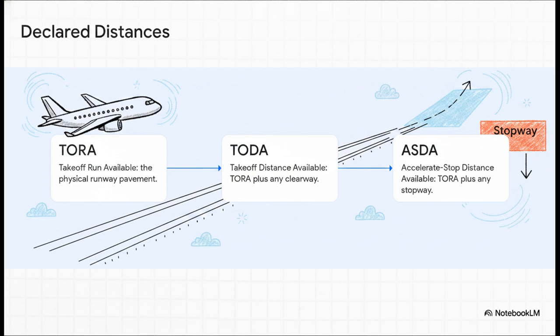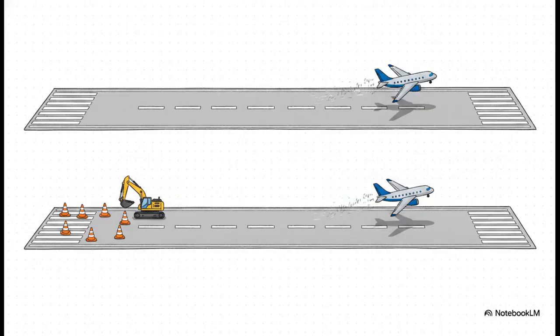And Step 3 is ASDA, Accelerate Stop Distance Available. This takes the physical runway and adds any stopway, a stretch of pavement designed strictly for emergency braking, not for taking off. Now, it is absolutely crucial to understand this next part. The distance you have to take off might be completely different than the distance you have to land. You might look out at a strip of concrete and assume, hey, we can use all of that, right? Not exactly.